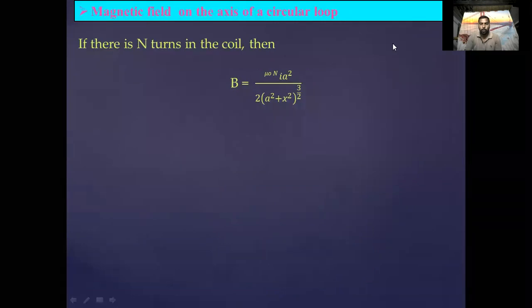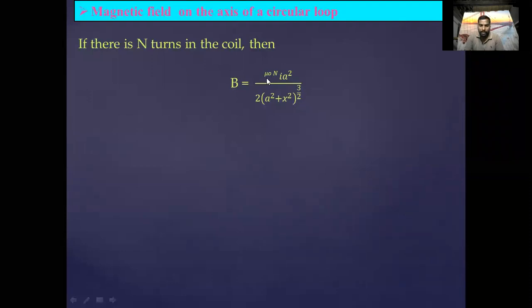for the magnetic field due to the overall current loop at point P. Now suppose the loop has n turns. Take one circular loop or coil having n turns. The magnetic field due to the n turns at point P is B is equal to mu naught n I a square divided by 2 into (a square plus x square) to the power of 3 by 2.